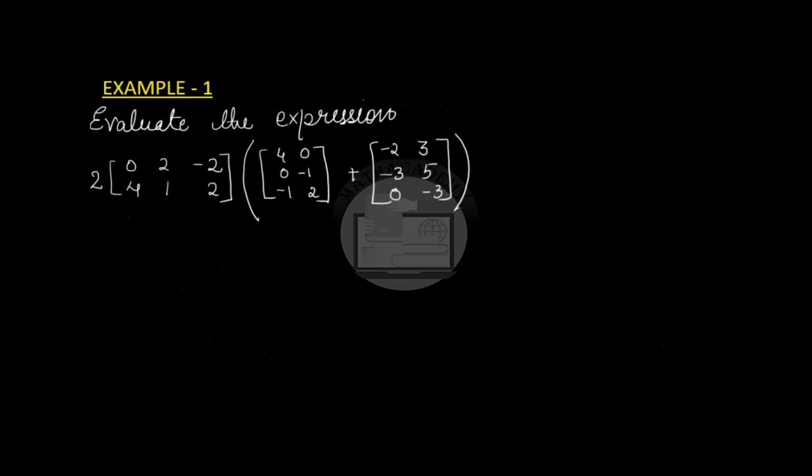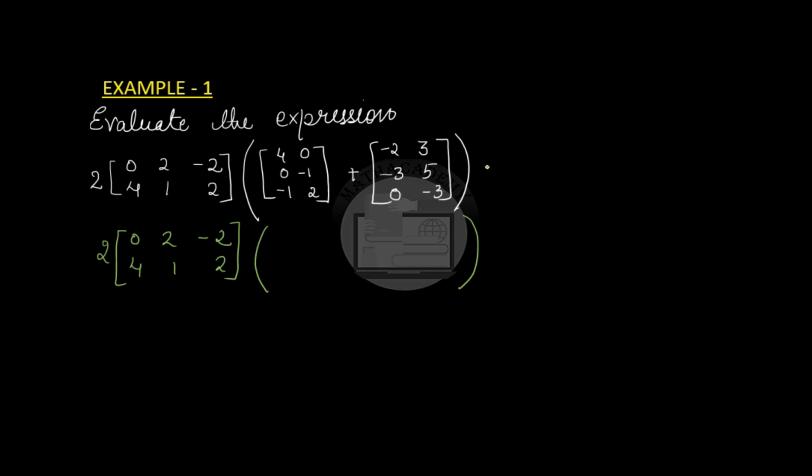Let us see an example. Now let us look at this example. It is asking us to evaluate this expression. So we have to find the value of this expression. According to our BODMAS rule, first we have to handle the bracket. So we keep this matrix as it is and we perform the addition of the matrix inside the bracket.